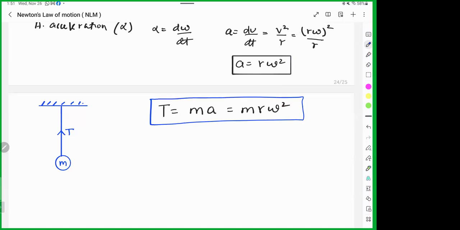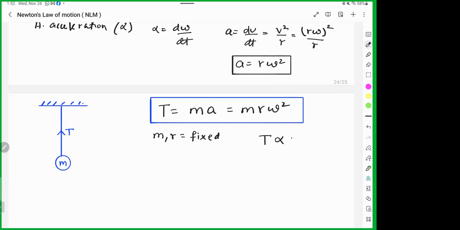According to the question, what is it saying? Mass is fixed. You cannot change mass. Even radius is also fixed. So we will change acceleration. So what is changing? Omega. So can we say tension directly depends upon omega square? Yes, sir.